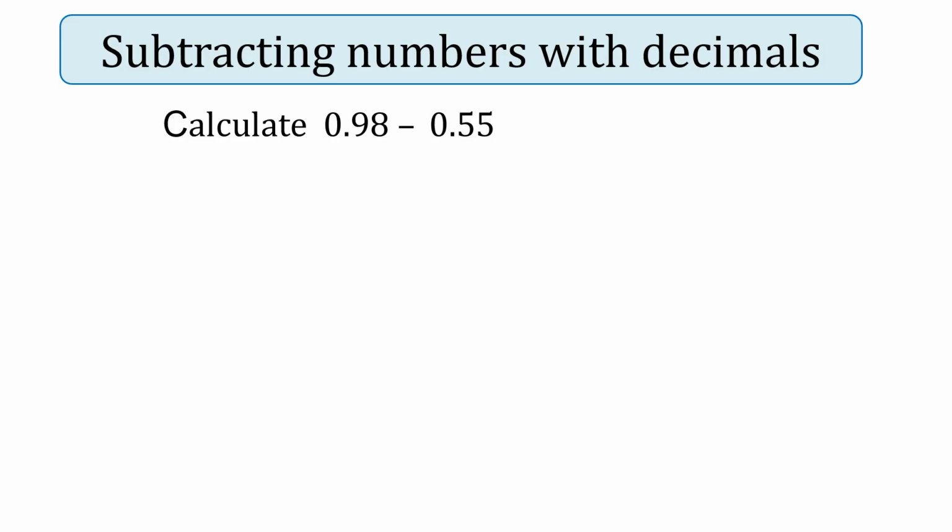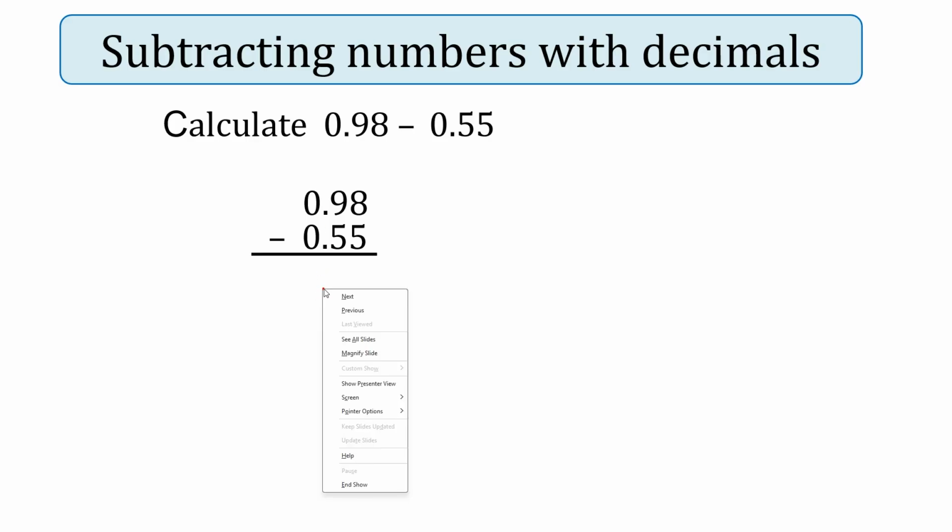Calculate 0.98 minus 0.55. Our first step is to line these numbers up in a column, but make sure you line up where the decimal places are, so they're right on top of each other. Then our next step is to just draw the decimal place value in advance, just so that we don't forget it. The next step is to simply subtract from top to bottom.